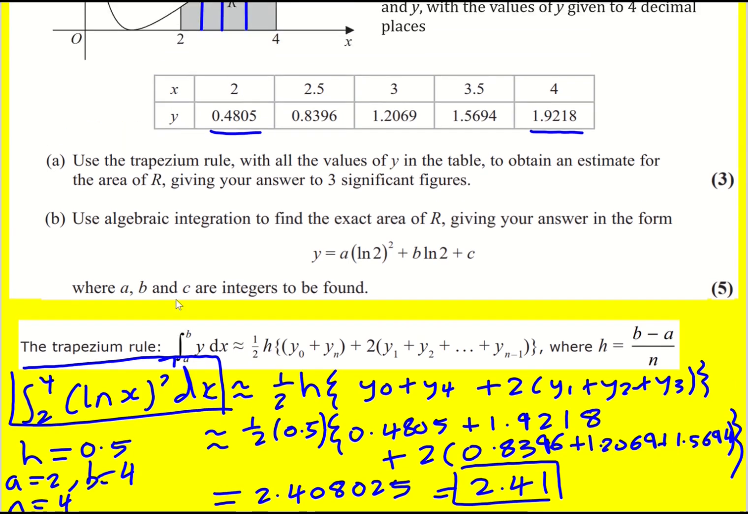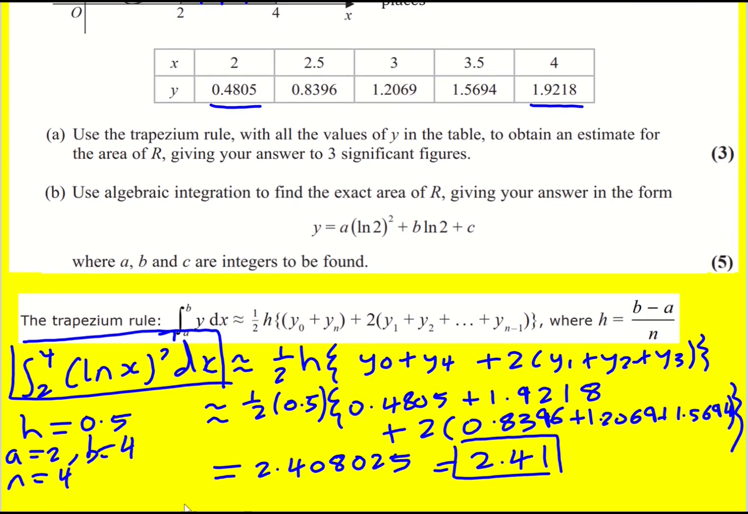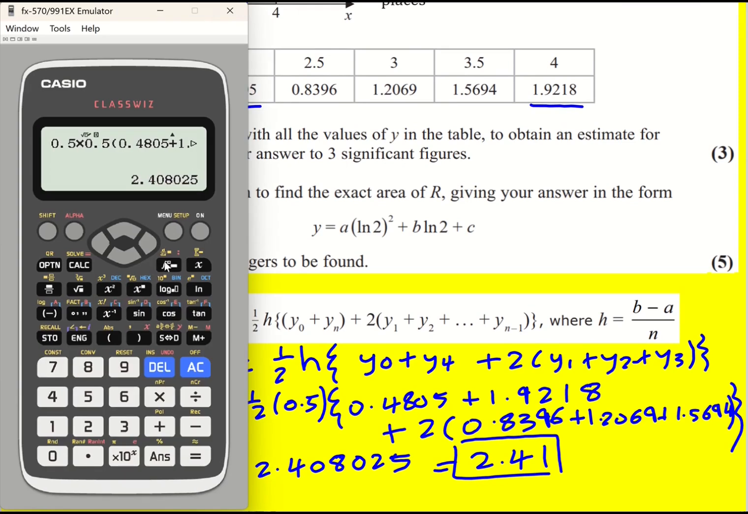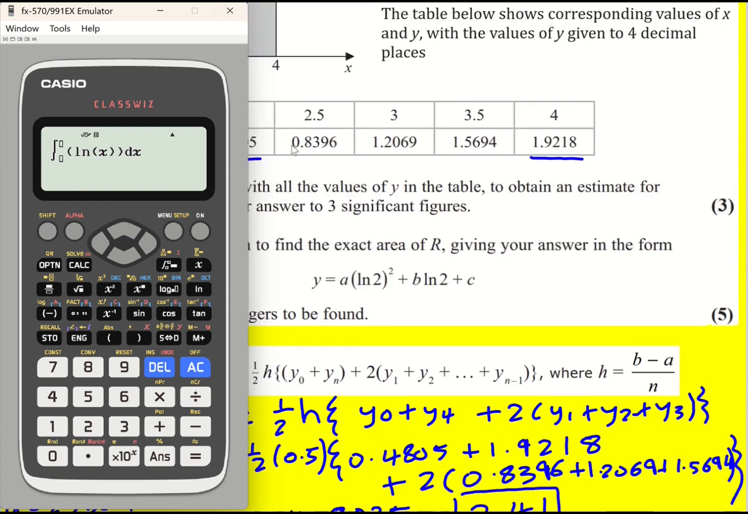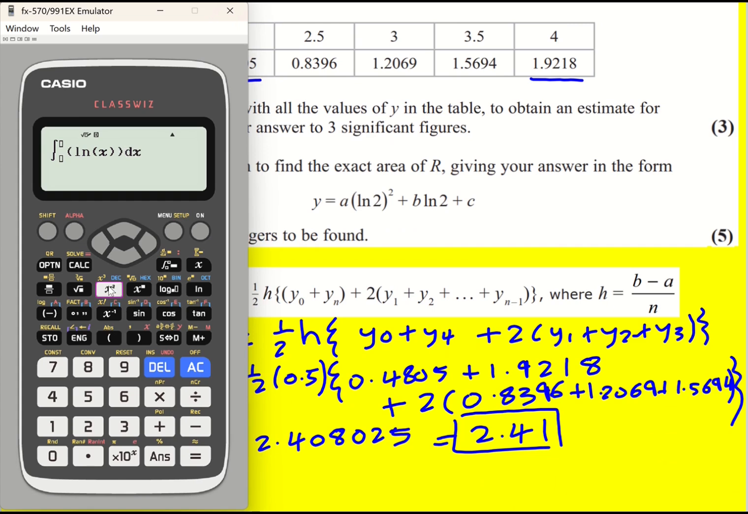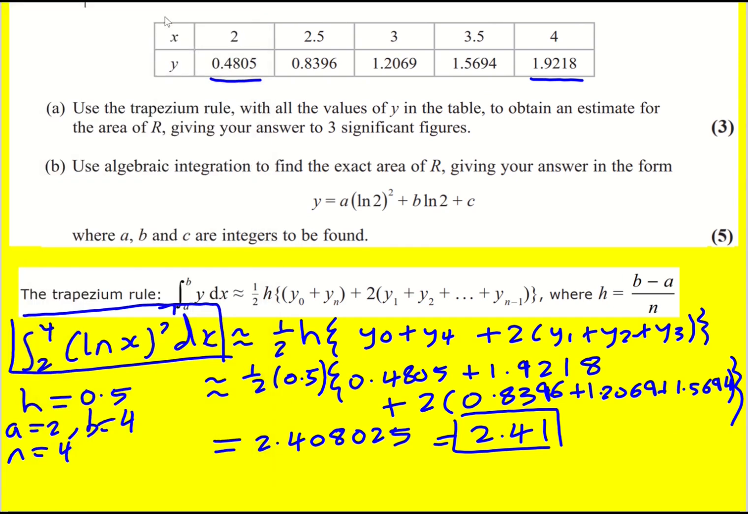Now, one other thing to do in this question, I strongly advise it, is to actually just use the numerical integration function on your calculator to figure this one out. It's a way of checking your answer and also seeing how good the trapezium rule is. We're expecting it to be close. In fact, I'm expecting it to be very close here because of how straight that line looks. And you can see we get 2.41 to 3 significant figures as well. So we're really confident with that answer.